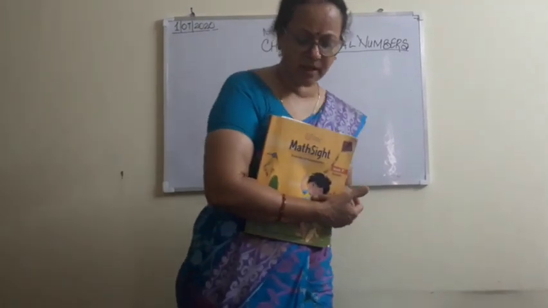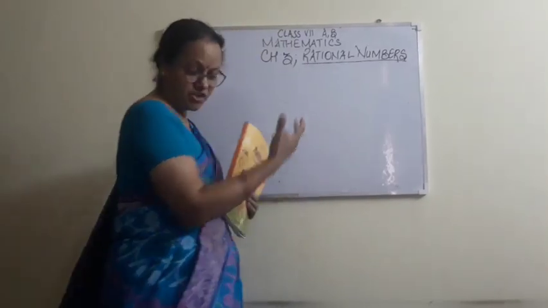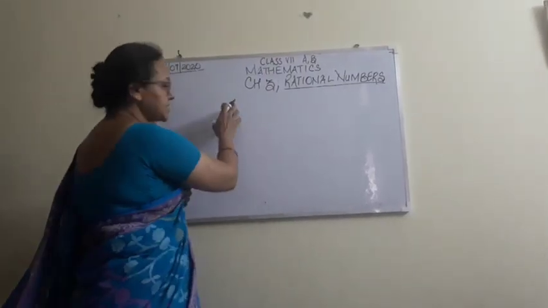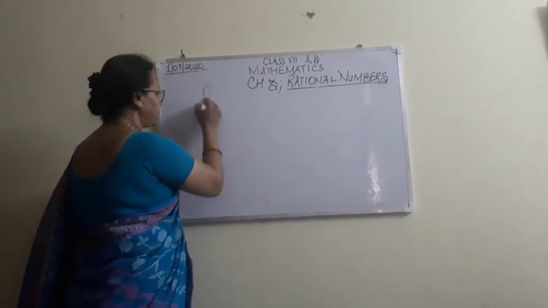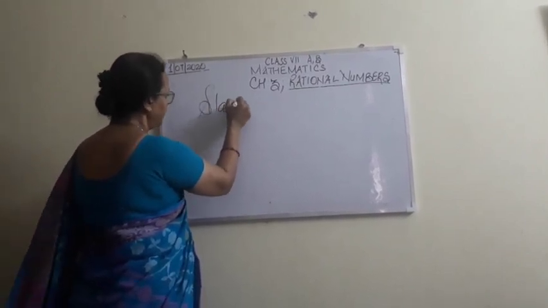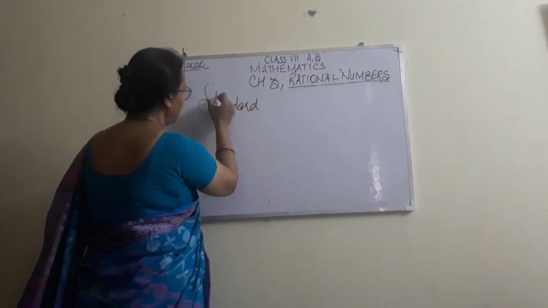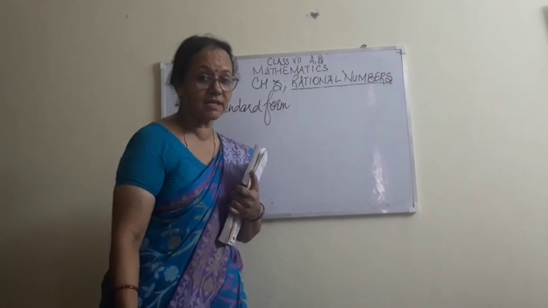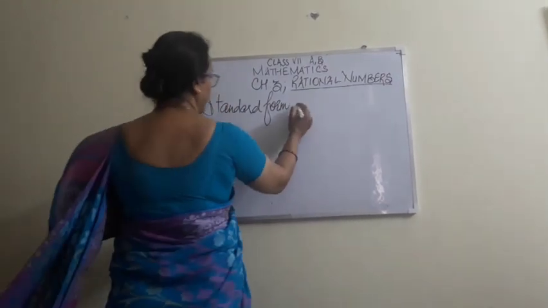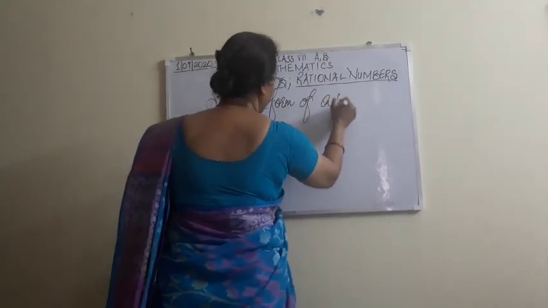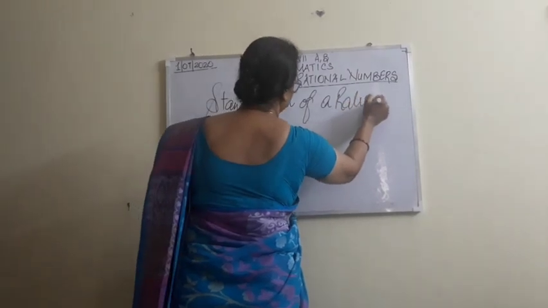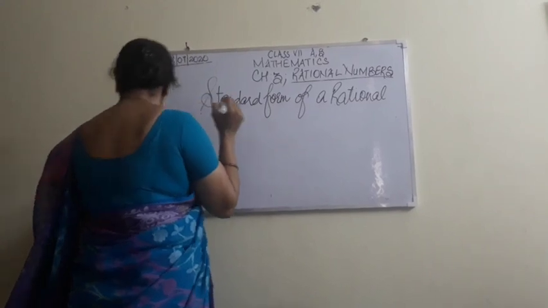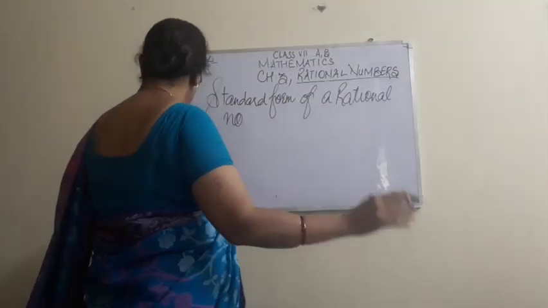Okay friends, so I am coming to the topic rational numbers. In this I am starting with the standard form. Do you know what standard form is? Yes, I think so, because you have done standard form in class 6 also. This is the standard form of a rational number, that is, the reducing form. Standard form means reducing form.